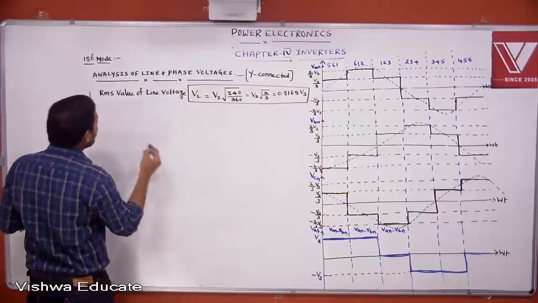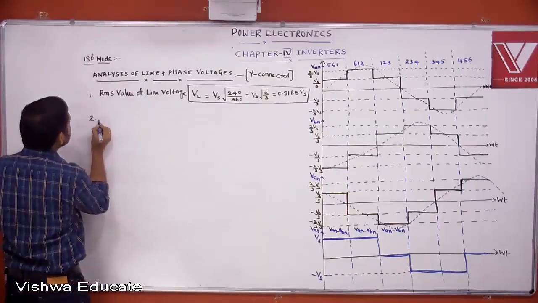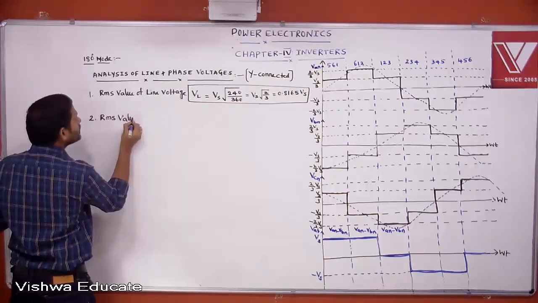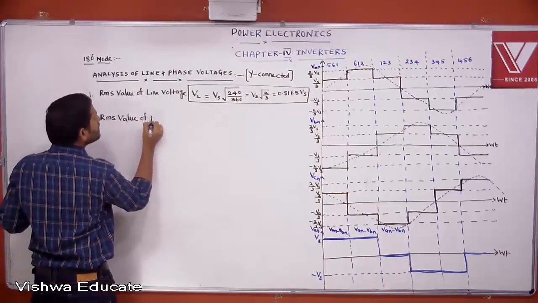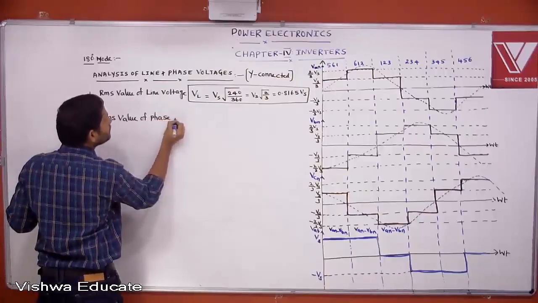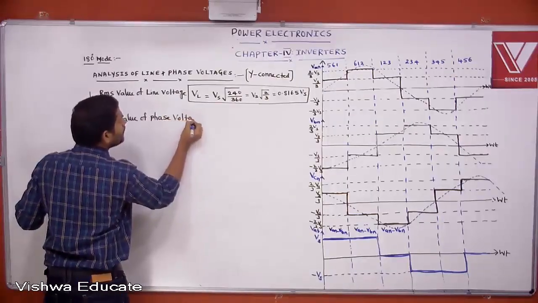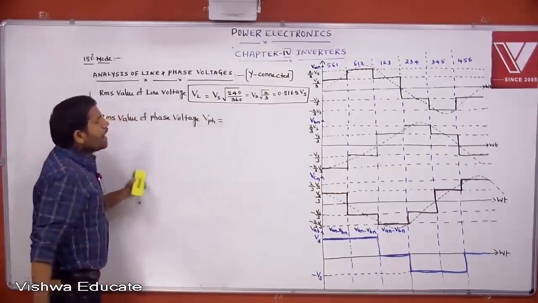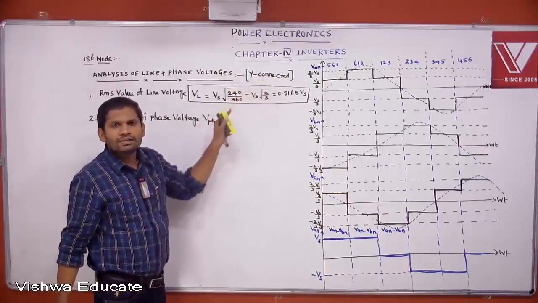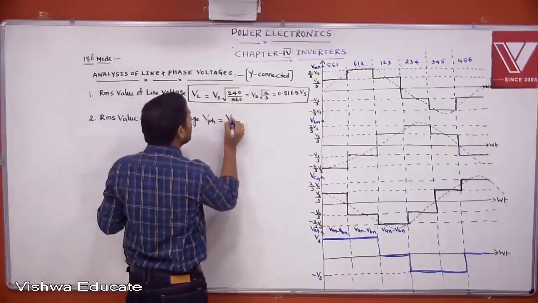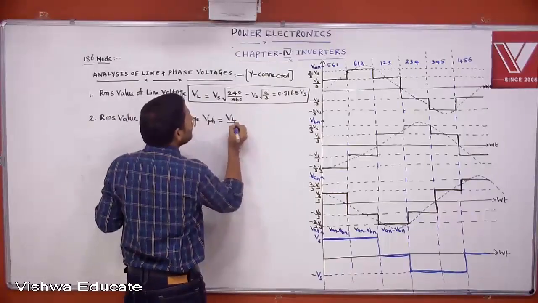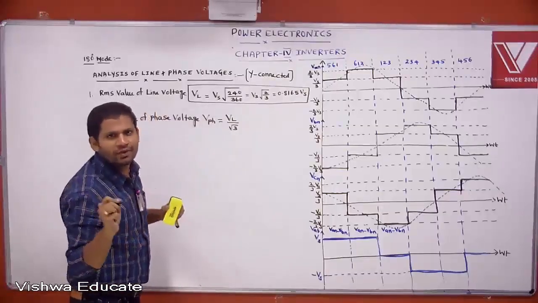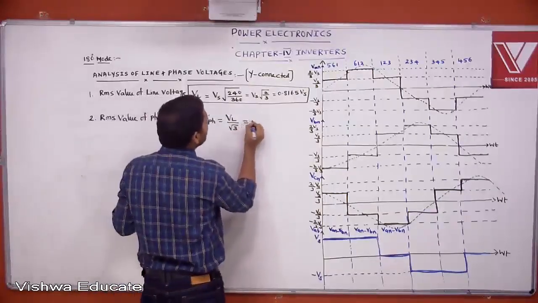Once you know the RMS value of line voltage, calculating the RMS value of phase voltage is easy. RMS value of phase voltage, V phase equal to. I am assuming that it is star connected. In a star connection, V phase equal to VL by root 3. But in a delta connection, V phase equal to VL. That relation is the only thing changing. But I am writing only for star connection, VL by root 3.